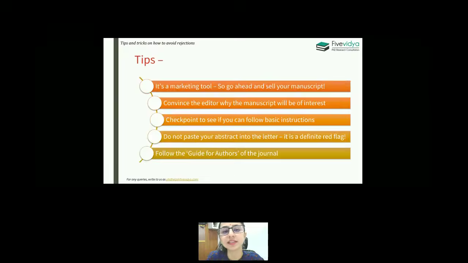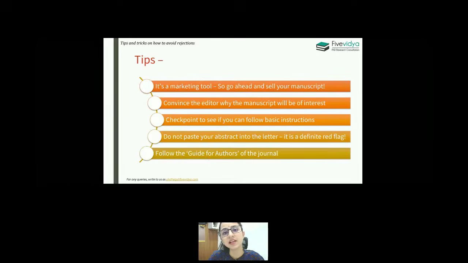The point to be noted here is that your cover letter should convince the editor why he should read your paper, why he should read your submission. We can also say that a cover letter is like a marketing tool. So it should be very clear, it should convince your editor, and it should depict the things you are trying to depict in your research. So you should not copy paste the data directly.